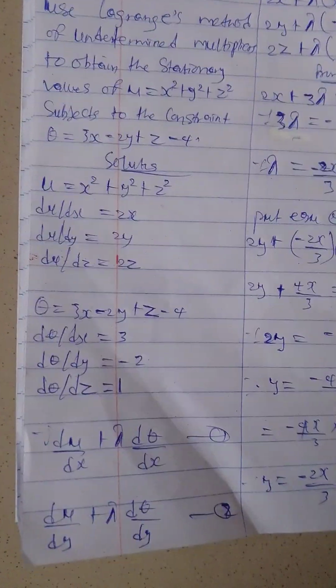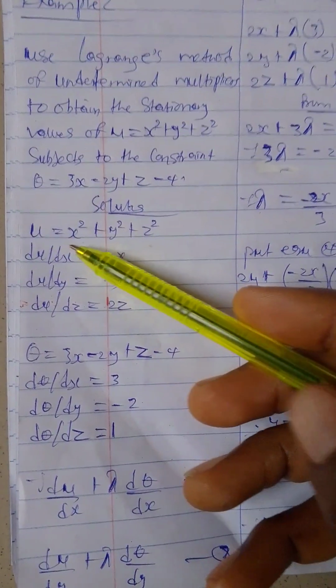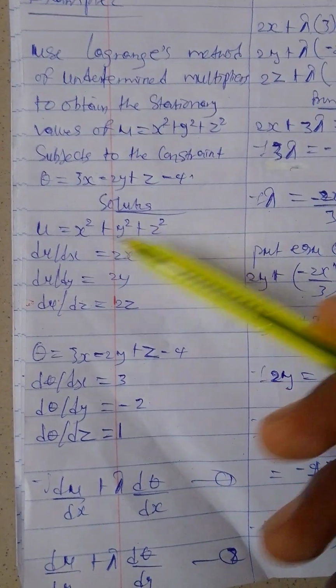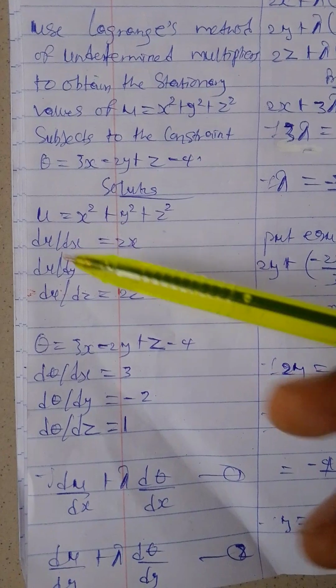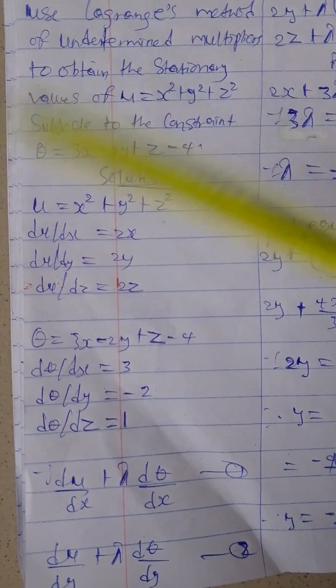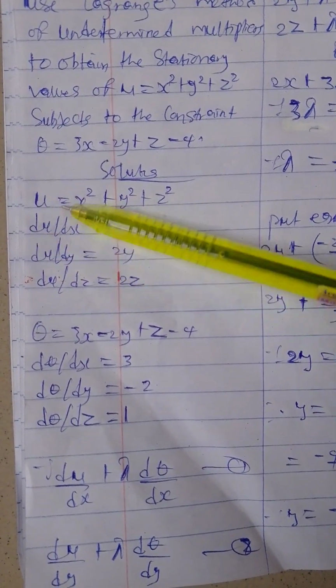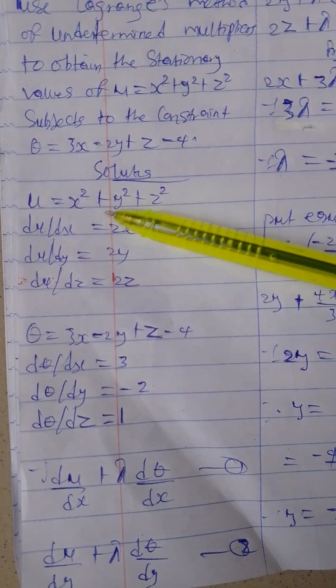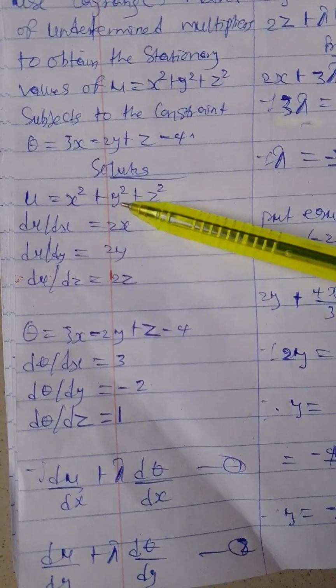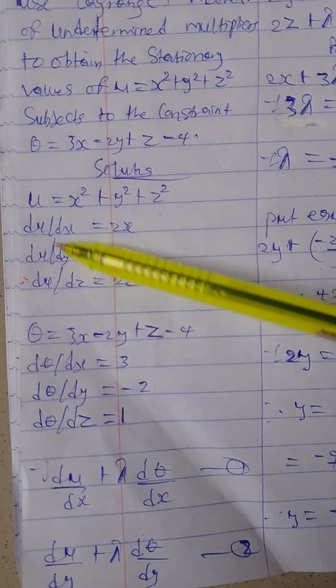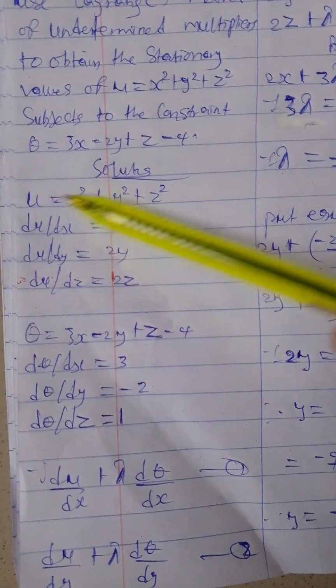Okay, now the solution, the same thing. Since u is equal to x squared plus y squared plus z squared, let's solve. If you check here, there are three variables under u, so I have to differentiate three times. So du over dx, under u differentiate x, is 2x, and du over dy, under u differentiate y, is 2y, and du over dz, under u differentiate z, is 2z.